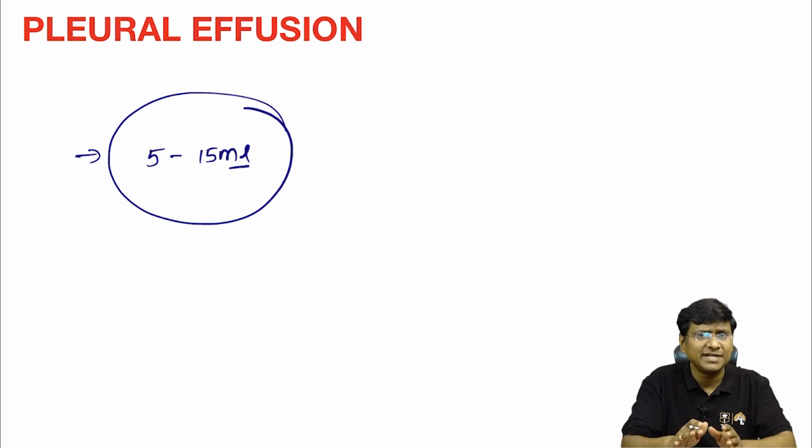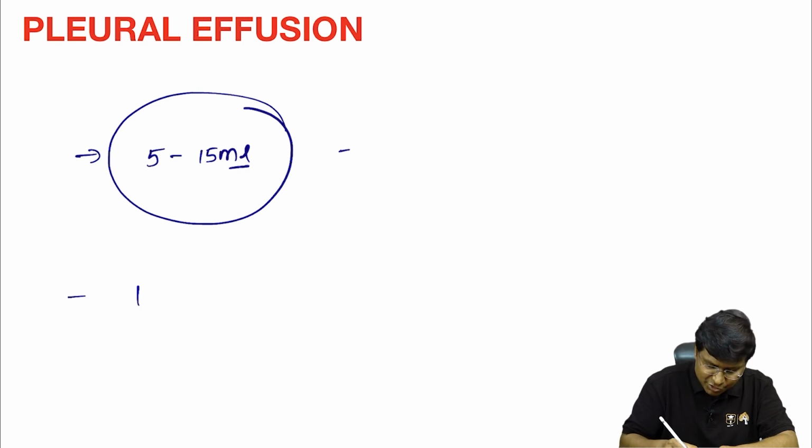And what is the first line investigation for the diagnosis of pleural effusion? It is the chest x-ray. But the investigation of choice for the diagnosis of pleural effusion is the CT of the chest.